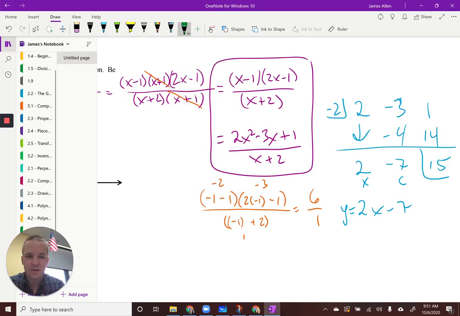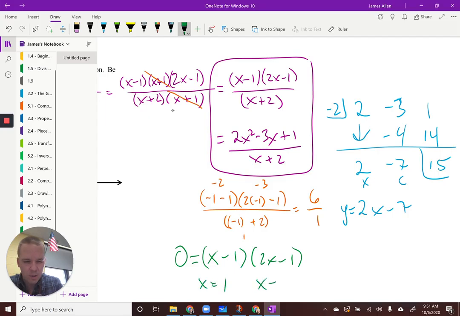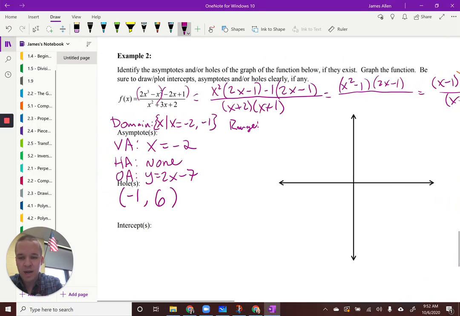If I want my x-intercepts, I would set my function equal to 0, because my y value would be 0. The only way I'm going to get this to equal 0 is if my numerator is equal to 0. My denominator cannot be 0, so negative 2 is not cool. That's a vertical asymptote. But here, I can get x to equal 1, or I can get x to equal 1 divided by 2, that'd be 1/2. So my x-intercepts are 1 and 1/2. Let's jot those down in our main work. So 1, 0 and 1/2, 0.